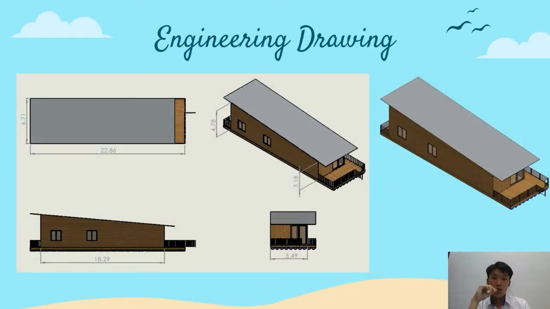In the section of engineering drawing, we will see the 3D model of our raft house. On the left-hand side is the schematic diagram of our raft house, and on the right-hand side is the isometric view of our raft house. Because our roof is inclined at 5 degrees, the minimum height of our raft house is 3.18 meters, and the maximum height of our raft house is 4.78 meters. Next, I will show the 3D model of our raft house in SolidWorks.